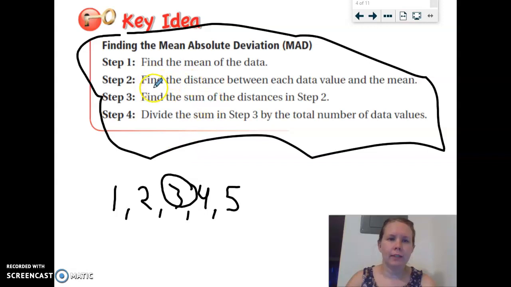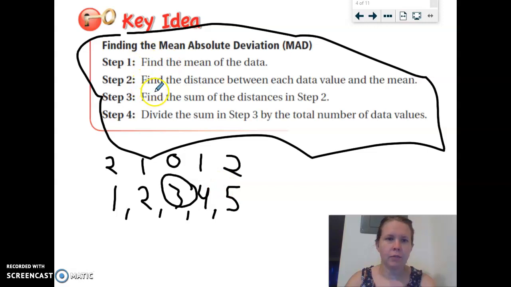So basically what they're asking then is find the distance between each data value and the mean. So you're going to be like, okay, from 1 to 3, that's a distance of 2. From 2 to 3, that's a distance of 1. From 3 to 3, it's a distance of 0. From 4 to 3, it's a distance of 1. From 5 to 3, it's a distance of 2.